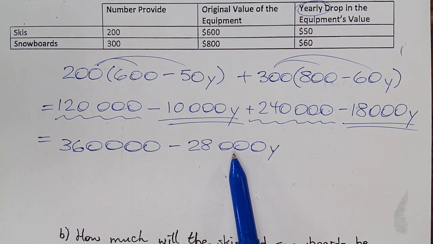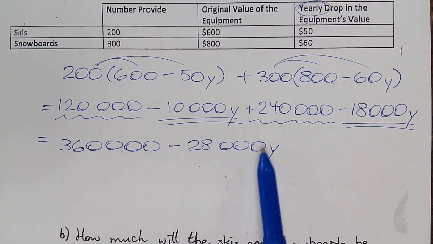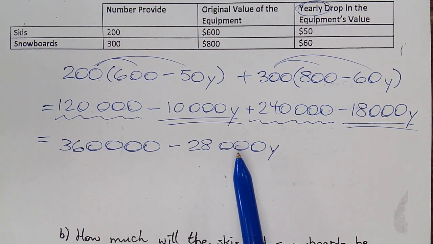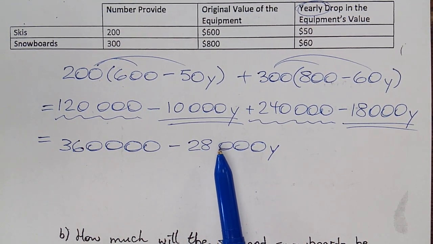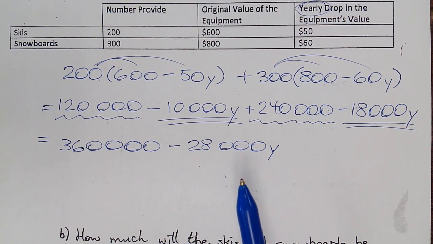A little more specific, drop in value. Both of them. How often? Yearly. Good. They're yearly drop in value. So each year they're losing 28,000 worth of value. That's why they're charging you guys so much to ski and rent skis and snowboards.